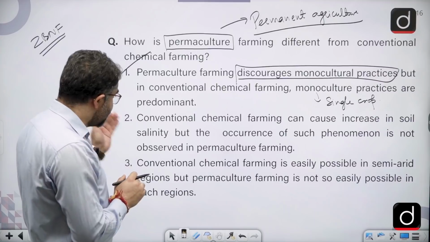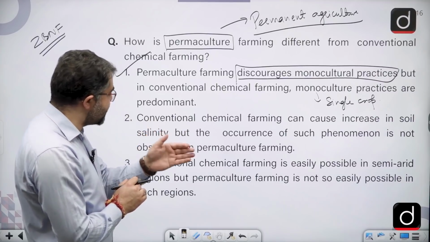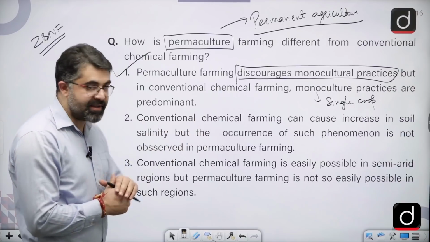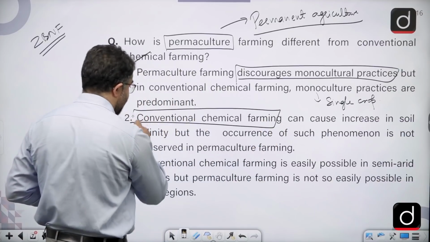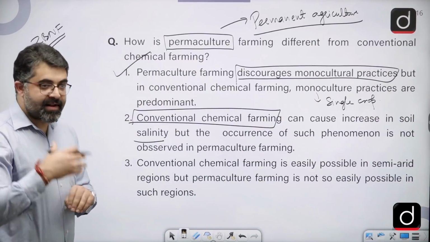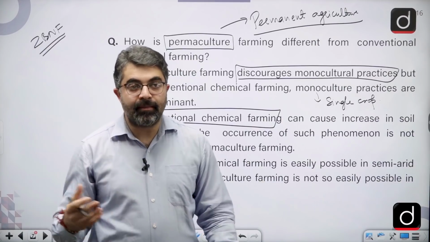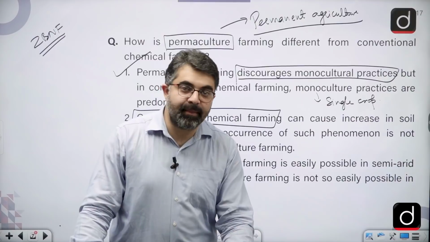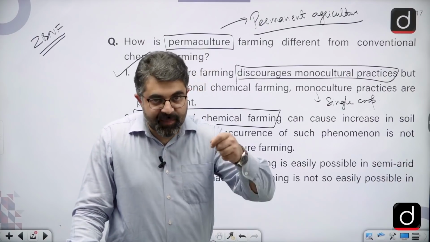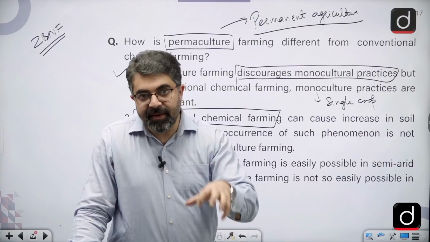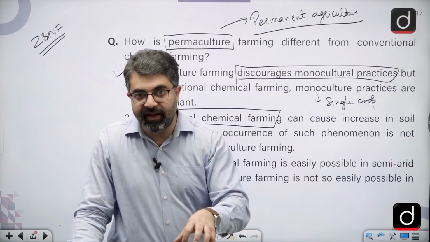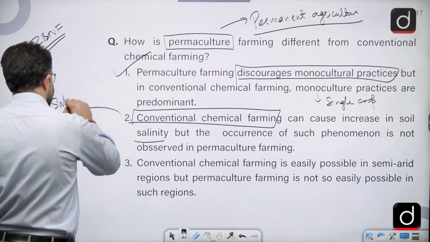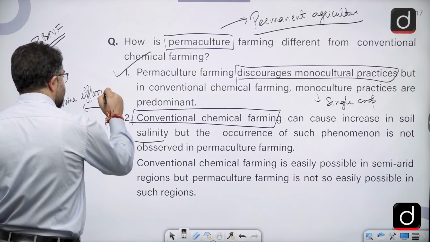Yes, it does. Then, conventional chemical farming can cause an increase in soil salinity, but the occurrence of such phenomena is not observed in permaculture. Conventional chemical farming can increase soil salinity. There are so many case studies, if you read, of one of the drawbacks of the Green Revolution or this conventional farming: with the overuse of irrigation, especially tube well irrigation, the salt present in the deeper layers of the soil or rocks comes to the surface. And that is called saline efflorescence.